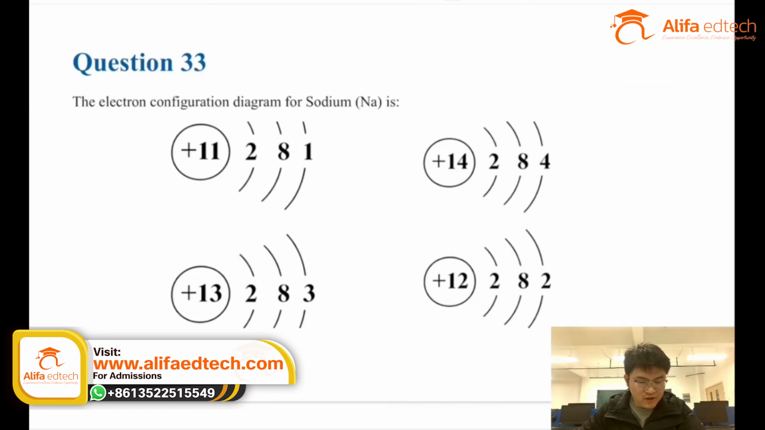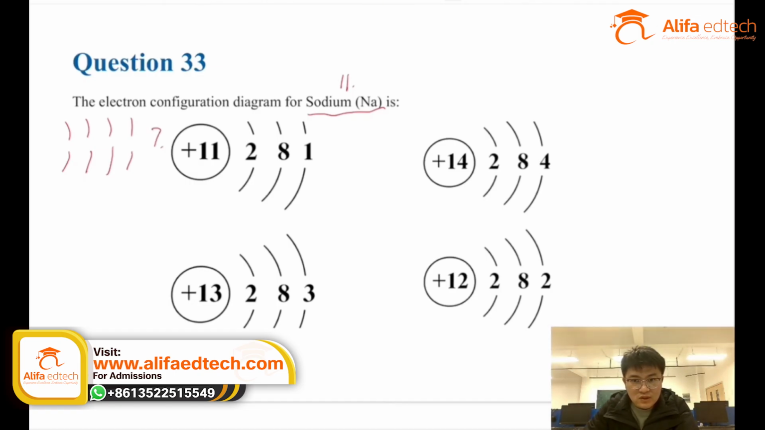Question 33. The electron configuration diagram for Na is: first, we need to know the electron configuration of sodium. Sodium is 11 because its atomic number is equal to the number of electrons outside the nucleus. That atomic number is 11. So how is it arranged? We need to understand the electron configuration outside the nucleus. The extranuclear electrons are arranged like onions, layer by layer. At present, the periodic table can have up to 7 layers.